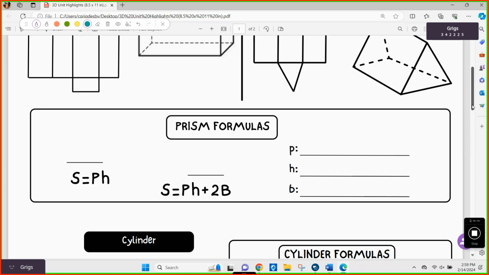Alright, what is the formula? Which one's this the formula for? Lateral or total? Lateral. Alright, and your lateral is just the faces. Okay, and the next one would be our total. That piece isn't hard because you can look on your star chart. The hard piece is knowing what the letters are abbreviated for. So I have S equals PH and S equals PH plus 2B.